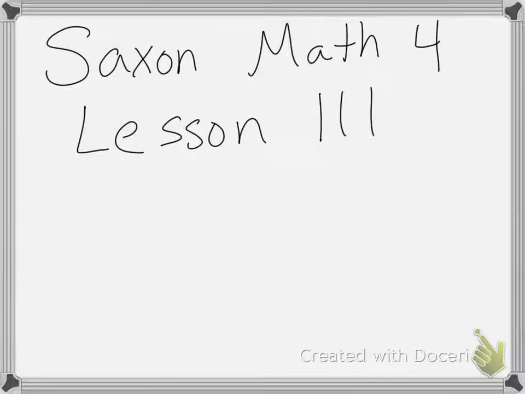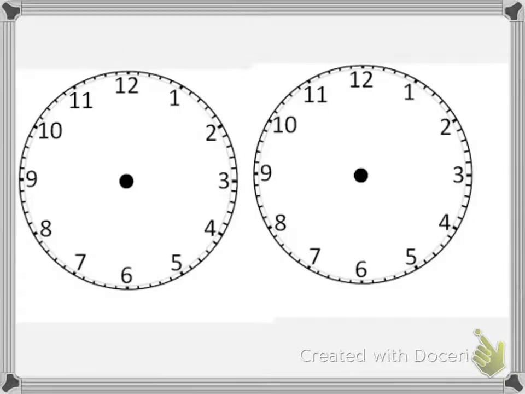Today's lesson is lesson 111, identifying acute and obtuse angles and measuring angles with a protractor. A few days ago, we used the hands on the clock to show angles.